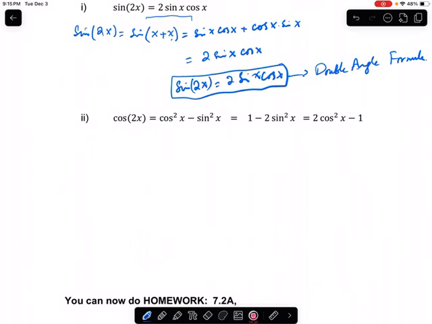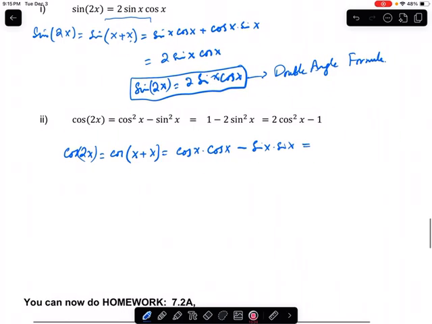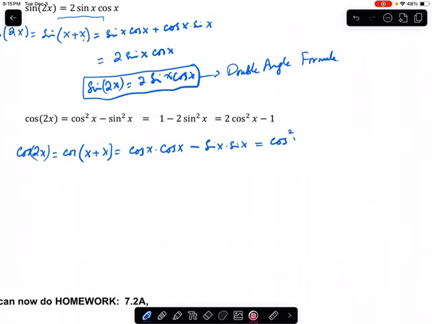Okay. Now cosine of 2x. So how can we do that? We'll apply the same technique that we did above with the sine. So we'll write cosine of 2x as cosine of x plus x. When you apply the formula, cosine of x times cosine of x minus sine of x times sine of x, which becomes cosine square x minus sine square x.